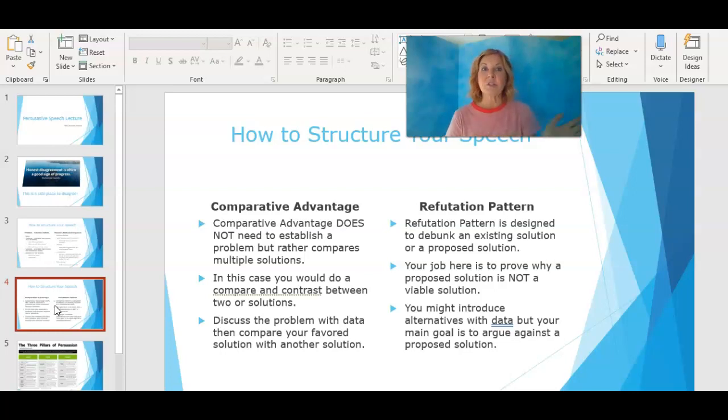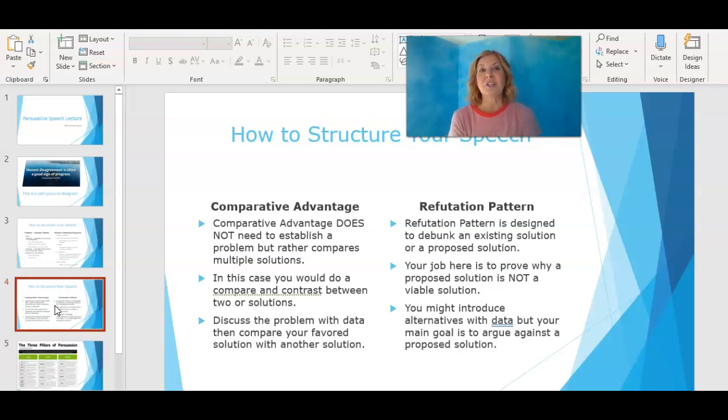So if you look out in the world and say, okay, immigration is an issue. We want to have a fair, ethical, and effective immigration reform. You think this way and somebody else thinks this way. You want to compare why your solution is just better than the other one. That's it, with proof. So you want to compare them with data. It doesn't have to establish the problem, but you have to have at least two. You are comparing solutions and you're just advocating that yours is better than Stan's. That's it. Okay? The fourth one is called refutation pattern.